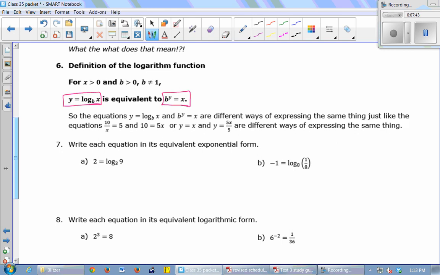All right, so 2 equals log base 3 of 9. What is b in this equation? 3. Okay, so I've got 3 to the something equals something. So b to the y. So what is y in this equation? 2. And that should equal 9, which it does. So log base 3 of 9 equals 2 is exactly the same as saying 3 squared equals 9. These are just two different notations for expressing the exact same information.